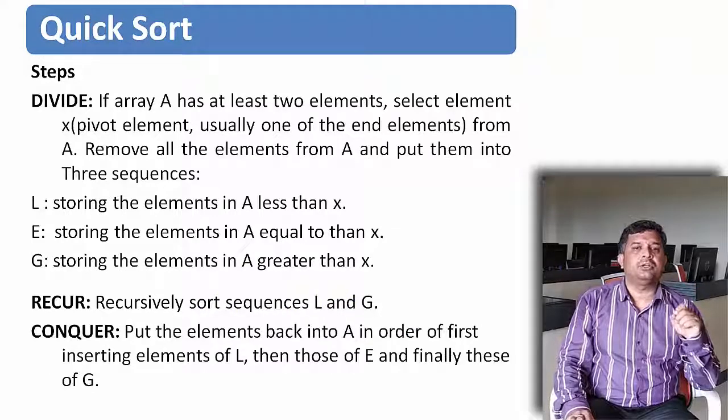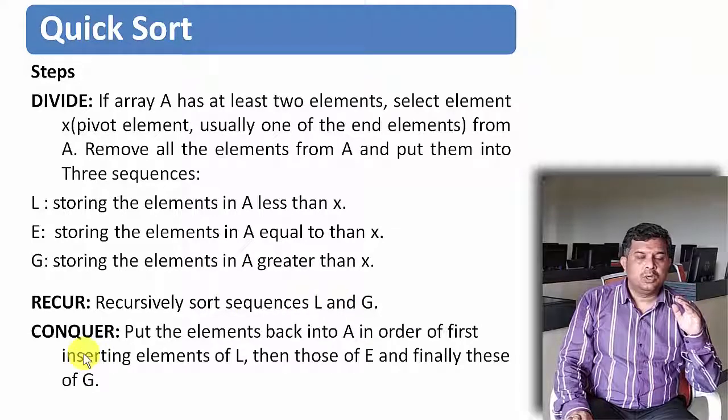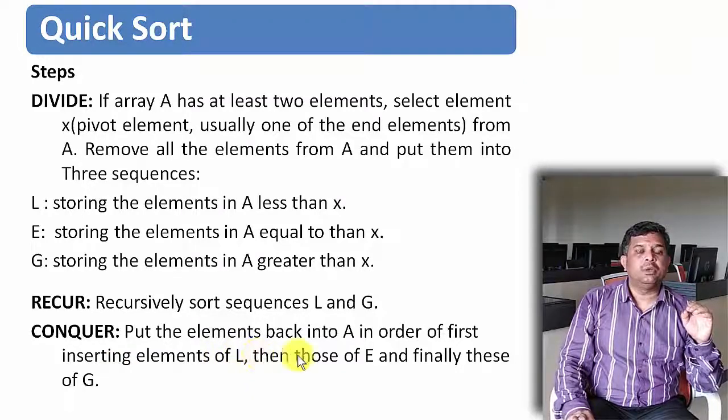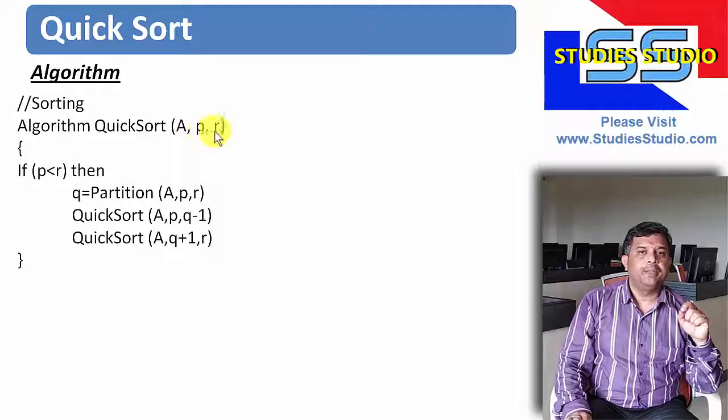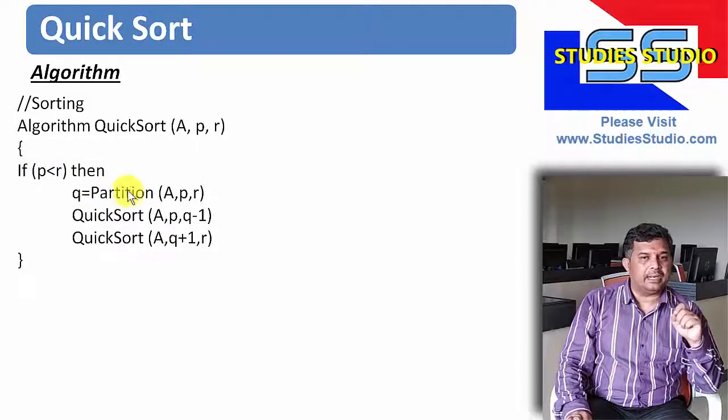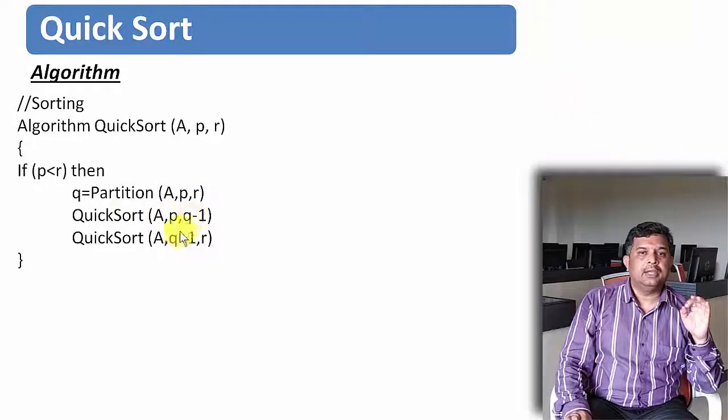And the last step is conquer. We will put the elements back into order, first inserting the elements which belong to L, then those elements which are E, and finally those elements which are of G. So the algorithm quicksort has 3 parameters, A, P and R. If P is less than R, then we'll call one more algorithm called partition and find Q. Then we'll apply the quicksort algorithm to A, P, Q minus 1, then A, Q plus 1 and R. Then what is this partition algorithm?